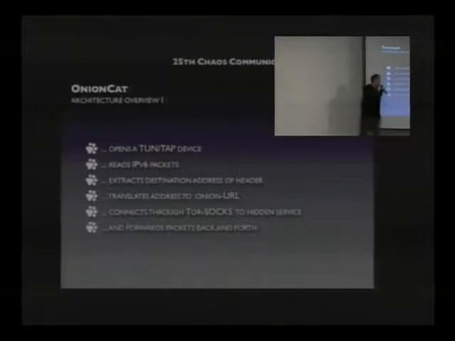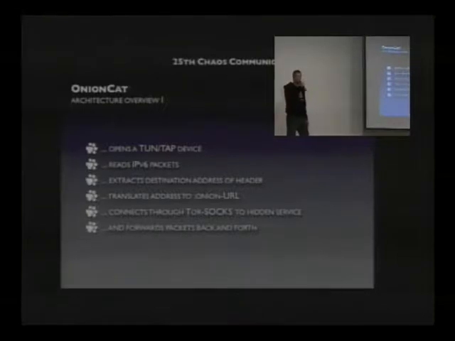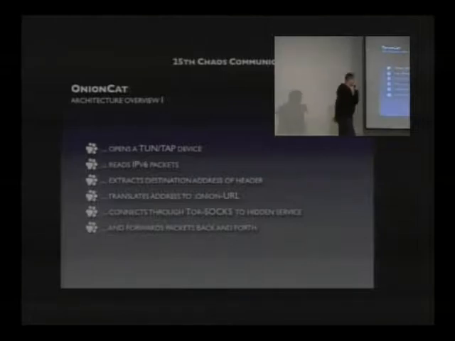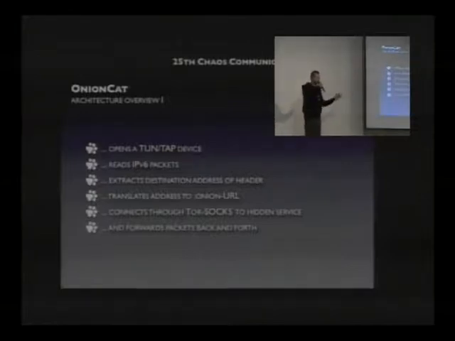With this information I can connect to Tor, to the SOCKS interface, and request a hidden service connection. Tor does this itself, and when it returns and says the connection is open, let's forward packets. That's the last point here. I'm just forwarding packets to this connection, which has of course this IP address as destination address.